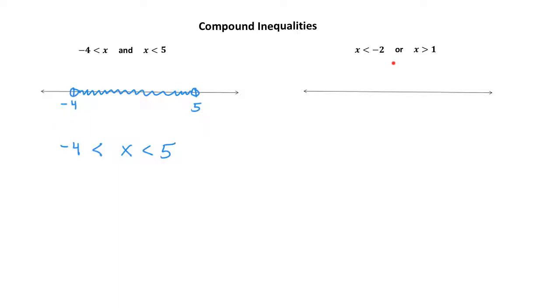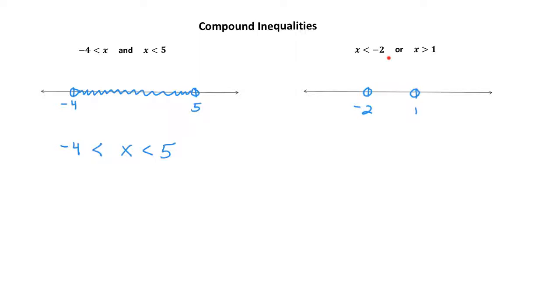Now let's compare this to "or". Let's say we have x is less than negative 2 or x is greater than 1. Again, we're focusing on two numbers, negative 2 versus positive 1. I'll put an open circle at both of those places. To say "or" means either can happen. I'm not looking for any overlap.